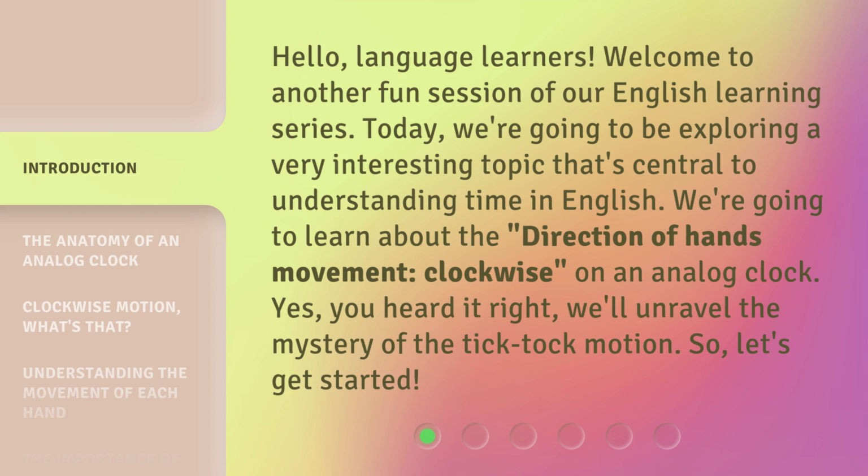Today, we're going to be exploring a very interesting topic that's central to understanding time in English. We're going to learn about the direction of hands movement, clockwise, on an analog clock. Yes, you heard it right. We'll unravel the mystery of the tick-tock motion. So, let's get started.